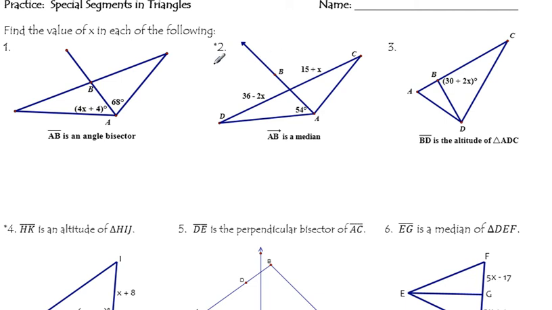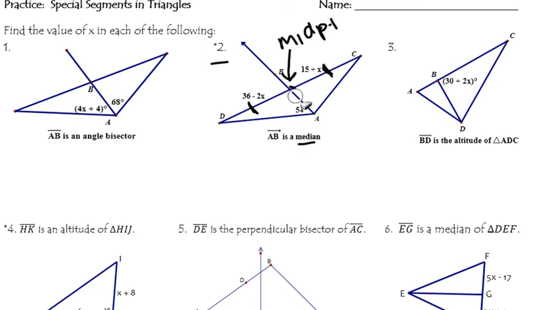All right, number 2. It says that AB is a median. A median connects a vertex of a triangle to its opposite side at the opposite side's midpoint. So that means that this is the middle point of DC. That means that BC is congruent to DB.